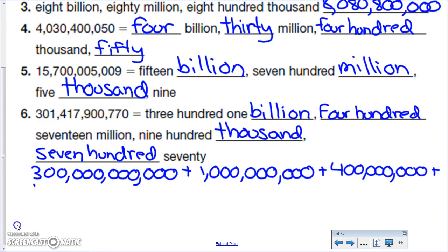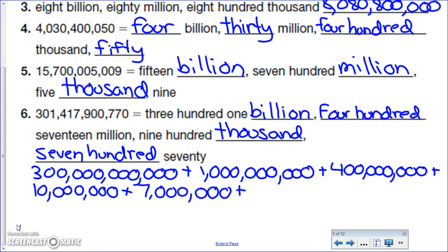Plus 10 million. Plus 7 million. Plus 900,000. Plus 700 plus 70. Okay, expanded form is just separating it out into this big addition problem. We've taken all the pieces of the number and separated them out, which is why it's called expanded form.